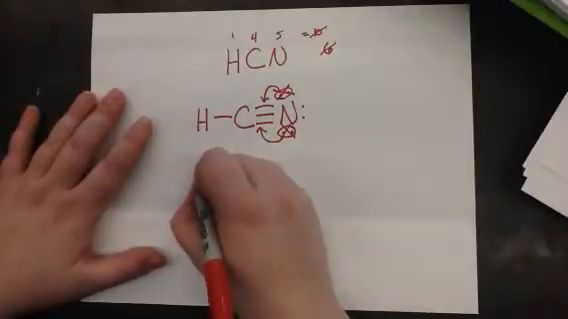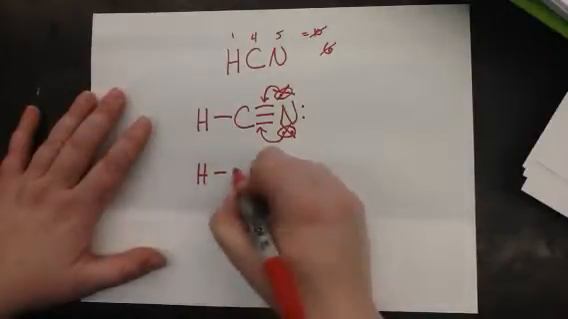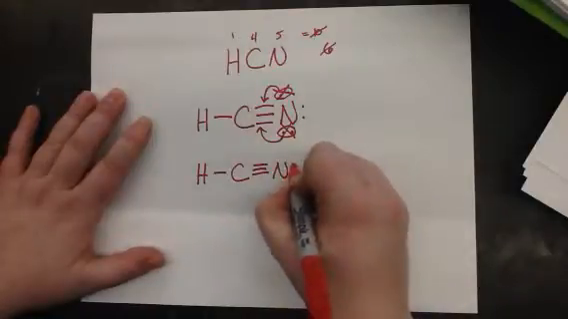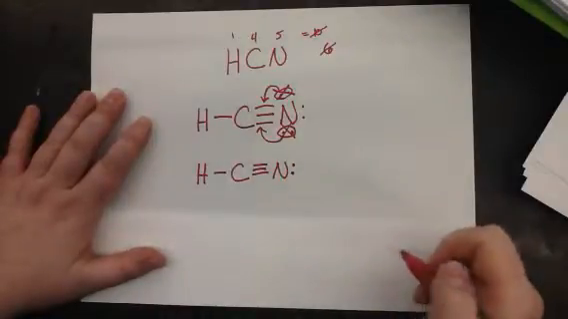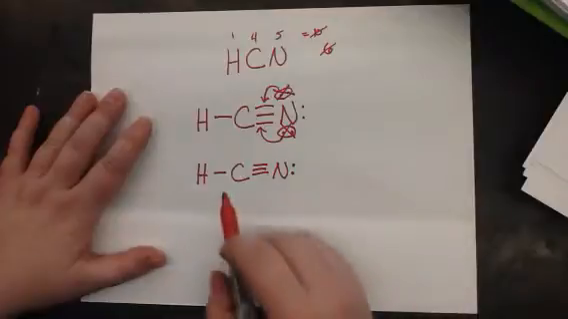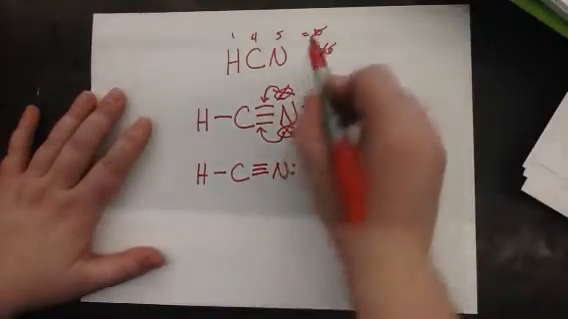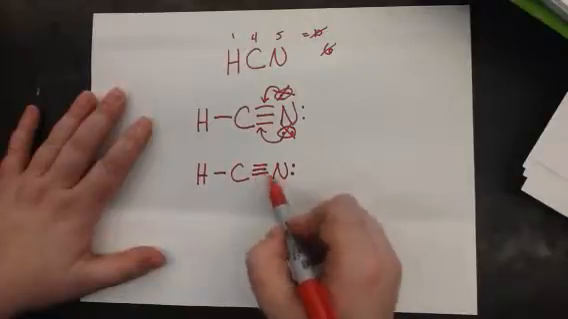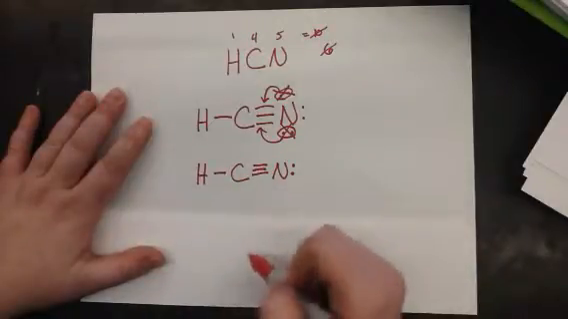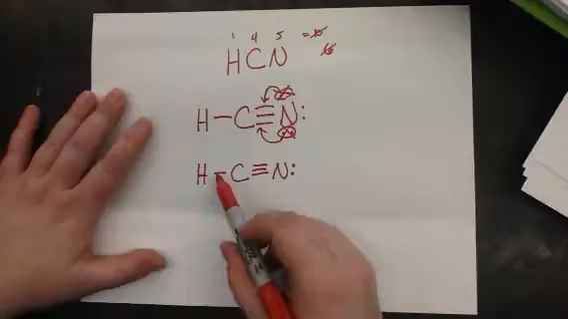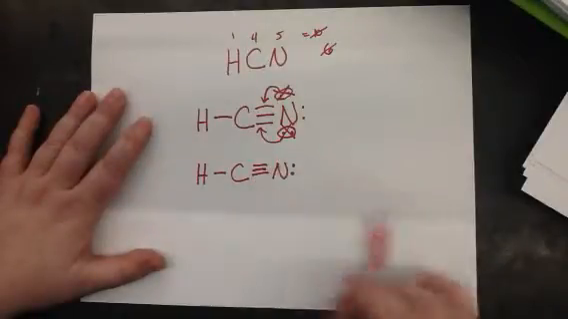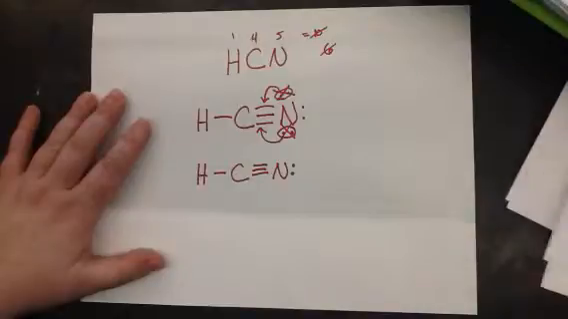So when we're done, we have H bonded to C, triple bonded to nitrogen, and we have 1 lone pair on nitrogen. When you're done, you want to double check and make sure you used the correct number of electrons, 2, 4, 6, 8, 10, and that everything has the correct number that it wants to. The hydrogen has 2, the carbon has 8, and the nitrogen also has 8.